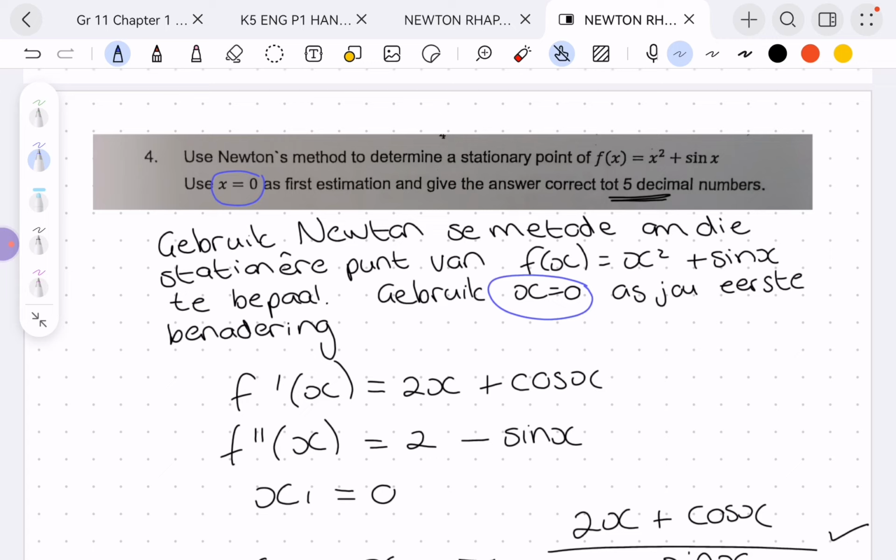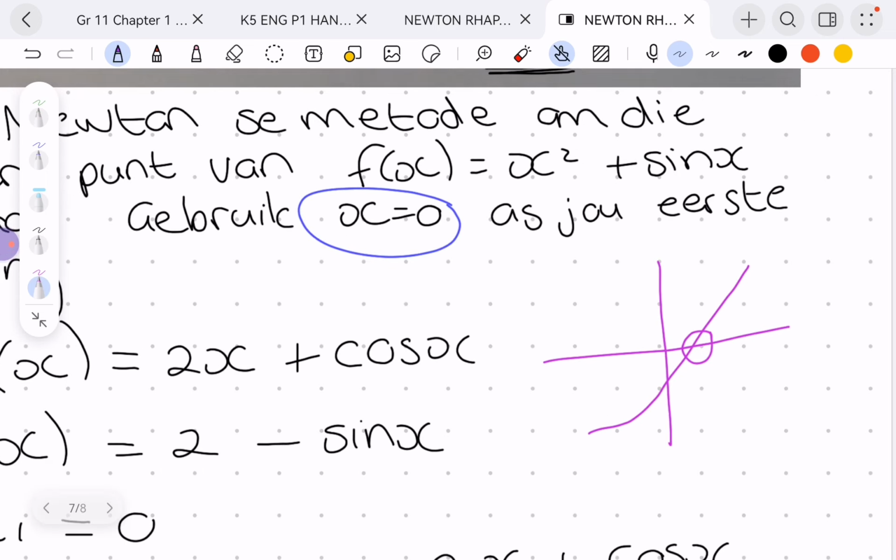And the way we decide whether it's a good estimation, remember we're trying to find the x-intercept. Now we chose 0 as our first approach. We're going to check whether 0 is a good estimation.